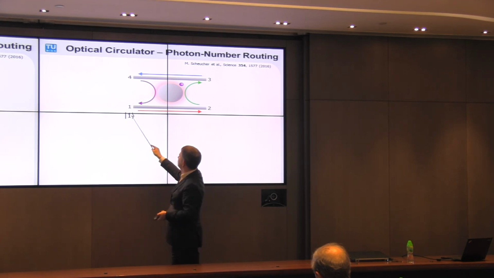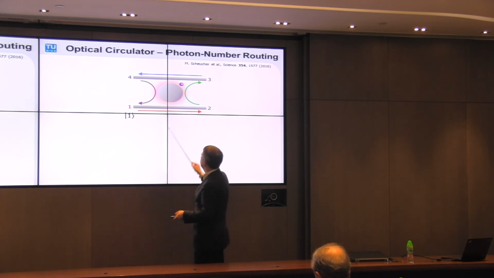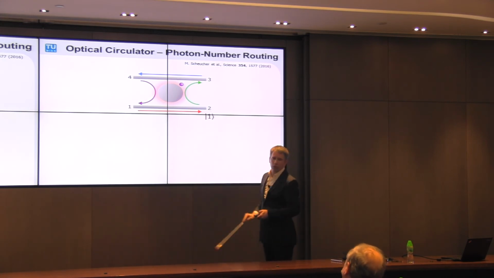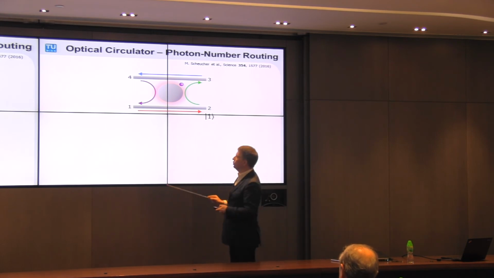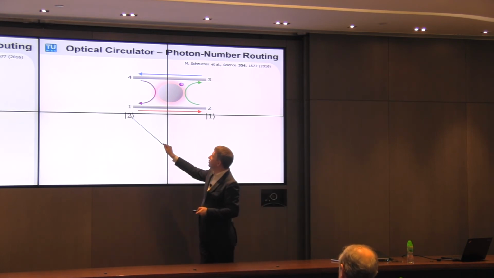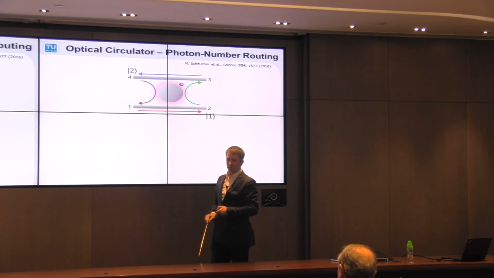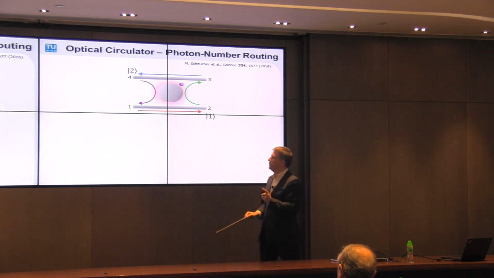What I described was the linear response, so if we send 1 photon and there is an atom in the resonator, then the photon cannot couple into the resonator and comes out of port 2. But if 2 photons arrive simultaneously, then they saturate the atom, so the photons can enter the resonator and exit port 4. Okay? And now what did we really measure?